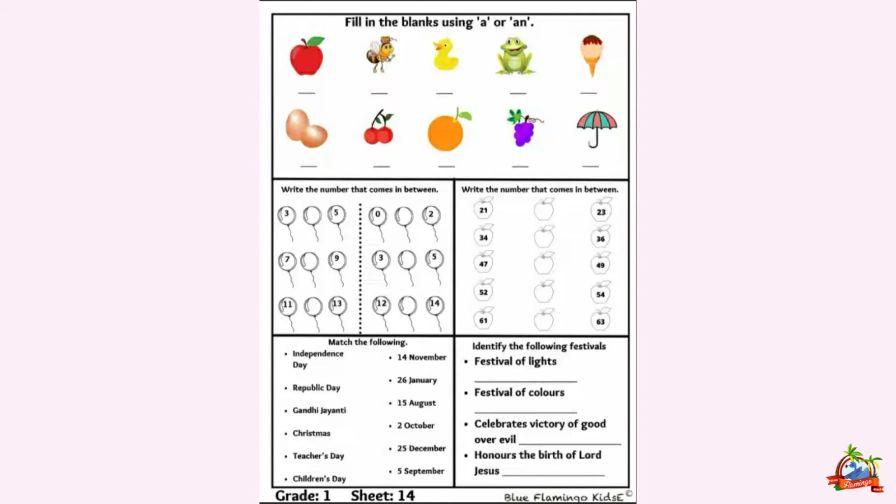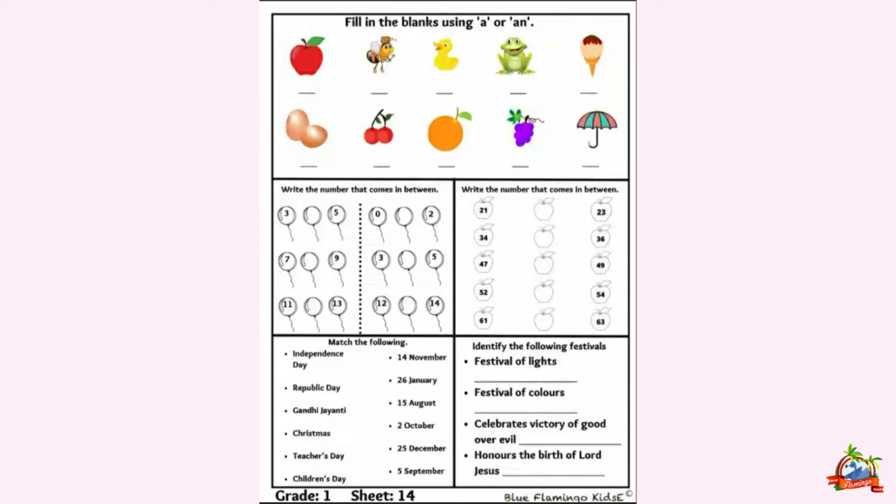When do we celebrate Republic Day? 26 January. We have celebrated it now. 26 January. Now, Gandhi Jayanti. When do we celebrate Gandhi Jayanti? 2nd October. We celebrate Gandhi Jayanti on 2nd October. So in this way we have to match these days with their respective dates. इन days को इनकी date से match करना है.